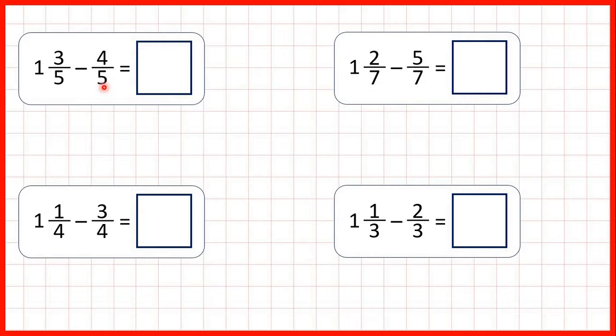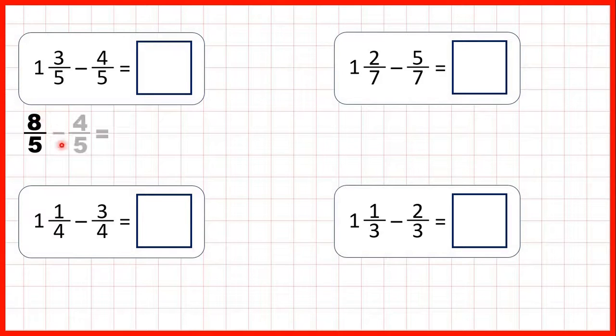Now for these questions, we need to subtract a fraction from a mixed number with one whole. So first, we have 1 and 3 fifths, and we need to subtract 4 fifths. But we have a problem here. We only have 3 fifths in our mixed number, but we want to take 4 fifths away. So what we need to do is to change our mixed number to an improper fraction. So as an improper fraction, 1 and 3 fifths is 8 fifths. That's because 1 times 5 is 5, and then if we add the numerator, 5 plus 3 is 8.